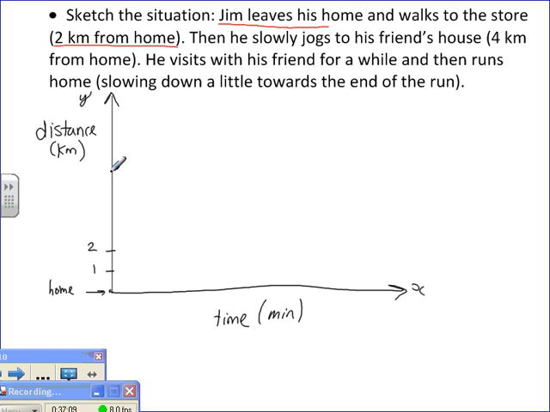Okay, so we can have some divisions along our time axis. Here we don't actually have any values, but that's okay. Let's say that he's going to walk at a constant rate to the store, because usually when you walk, you're walking pretty much at a constant rate. So he's going to travel, let's say it takes him to here. He's going to travel all the way up to 2 kilometers, and he started at 0. So we have a straight line here up to 2 kilometers. So that's Jim going to the store.